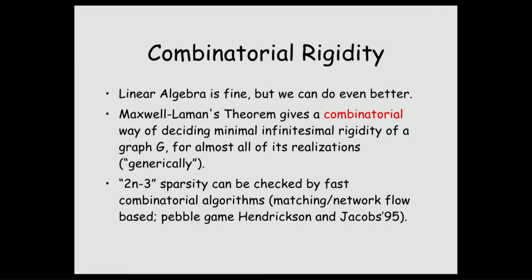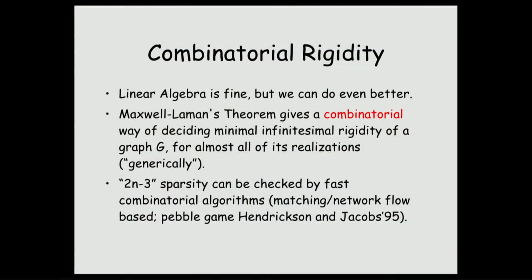That's why I wanted to get quickly to combinatorial rigidity. So Maxwell-Laman's theorem gives a combinatorial way of deciding minimal infinitesimal rigidity of a graph for almost all of its realizations. In other words, generically. I'm not going to define exactly what generic is; we can discuss this in private because it's technical. But the 2n minus 3 sparsity has good properties. It's matroidal, and it can be checked fast by combinatorial algorithms.